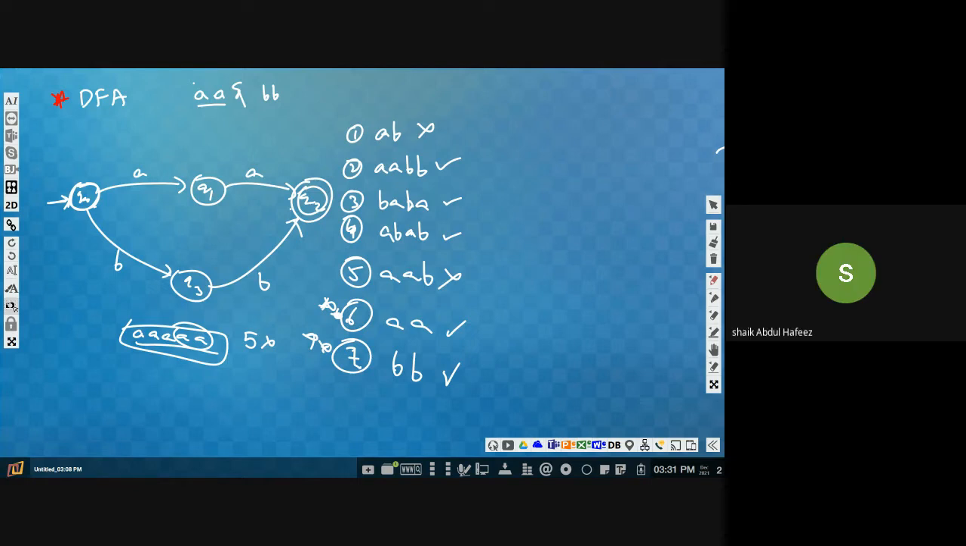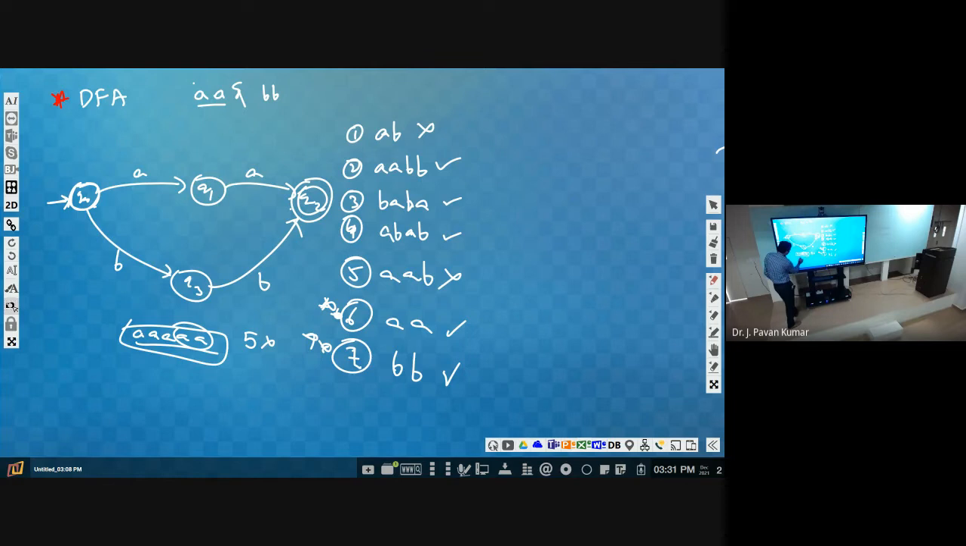Sir, to Q1. We will go to Q1. Then if this particular string is given, then it will end at Q1 itself, isn't it? If you give 5 A's, what will happen? The first A, the second A will reach here, then the third A we will reach here, the fourth A again we can come back, then the fifth A we will end at Q1, so it will be rejected.